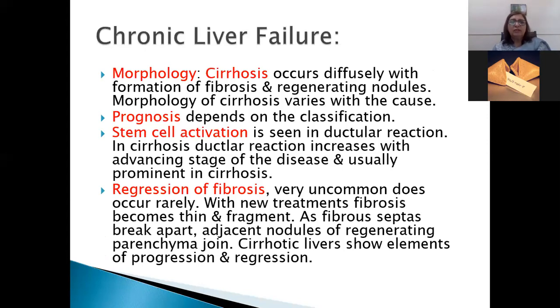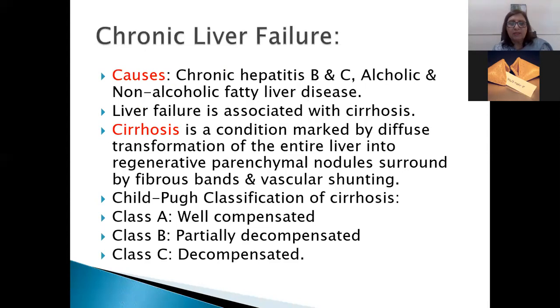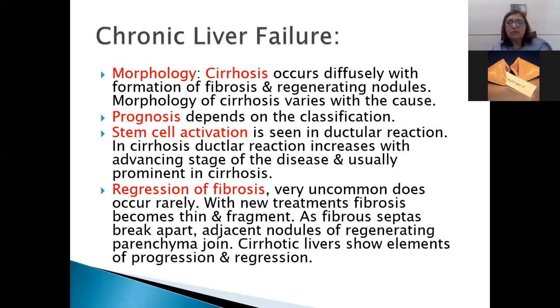Morphologically, in chronic liver failure, cirrhosis occurs diffusely with formation of fibrous and regenerating nodules. The morphology of cirrhosis varies with the cause. Prognosis depends upon the classification, as I told you. Some are well compensated, some are partially decompensated, and some are totally decompensated. Well compensated are those in which the individual is not going to feel any signs and symptoms of liver failure, while in partially decompensated there will be signs and symptoms of liver failure, and in totally decompensated the patient is a full-blown case of chronic liver failure.